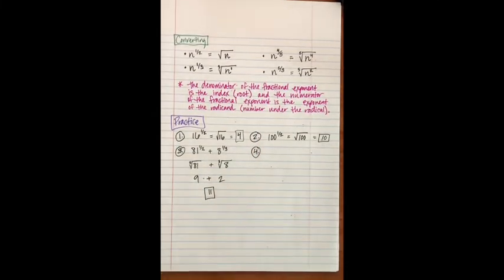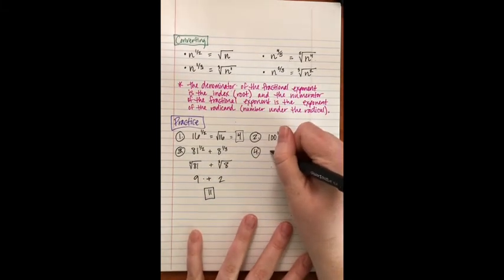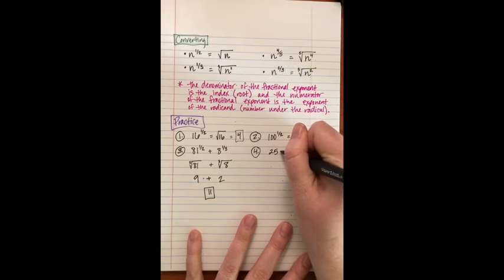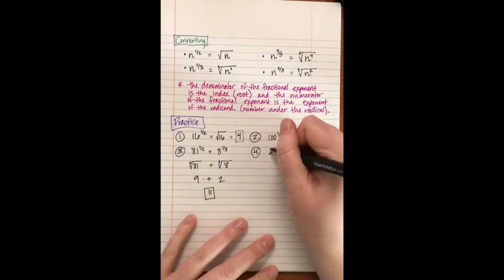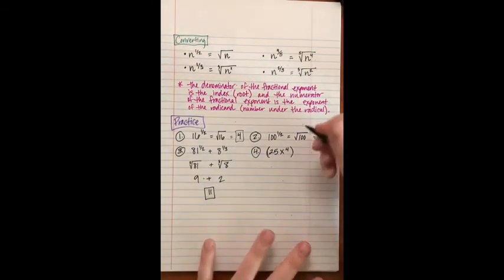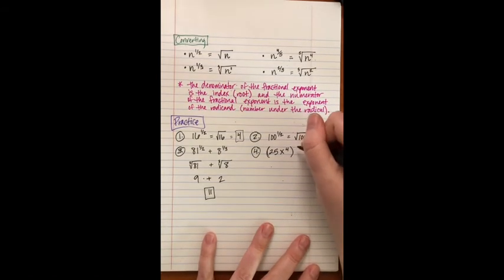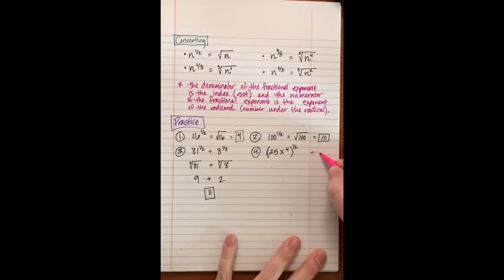Okay, number 4. And this is where we tie everything together here, guys. We're going to have 25 times x to the 4th, but we're not done. We're going to take all of that, so group it up, and raise it to a power. So this is going to be power rule. We're going to raise it to the 1/2 power. Okay, power rule, and if you want to write that to yourself off to the side, power rule.